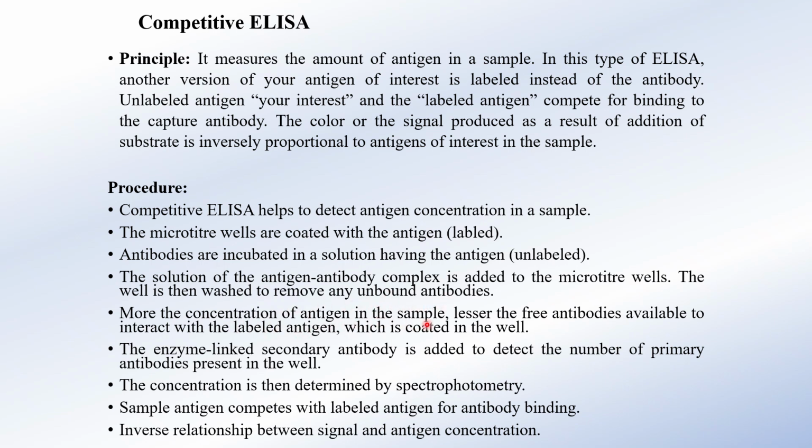The more the concentration of antigen in the sample, the fewer free antibodies will be available to interact with the labeled antigen which is coated on this well plate. The enzyme linked secondary antibody is then added to detect the number of primary antibodies present in the well. The concentration is then determined by spectrophotometry. Sample antigens compete with antigen for binding with the antibodies. There is an inverse relationship between signal and antigen concentration. Means what we can say, there is an inverse relationship between the signal and the antigen concentration.